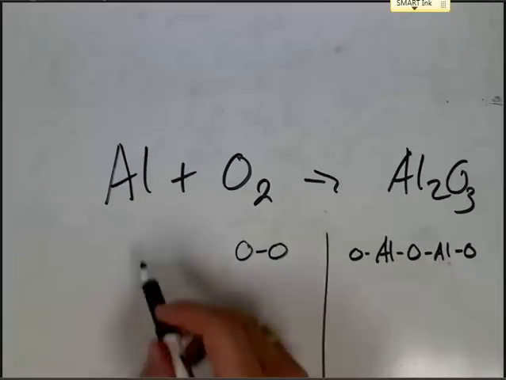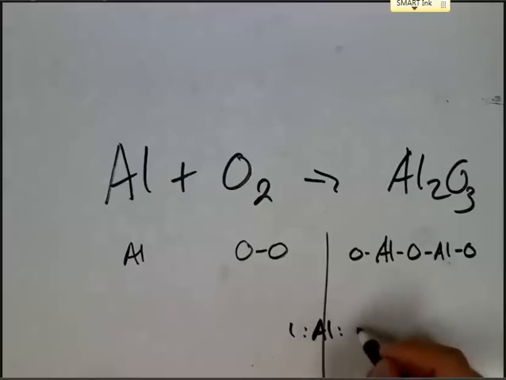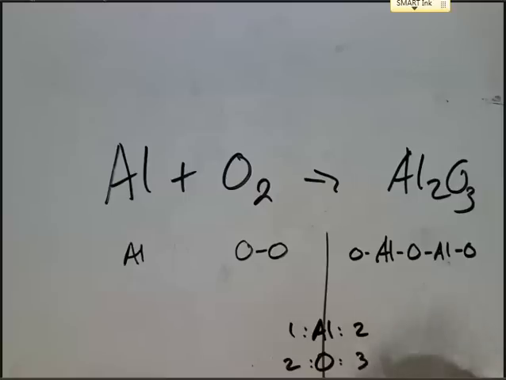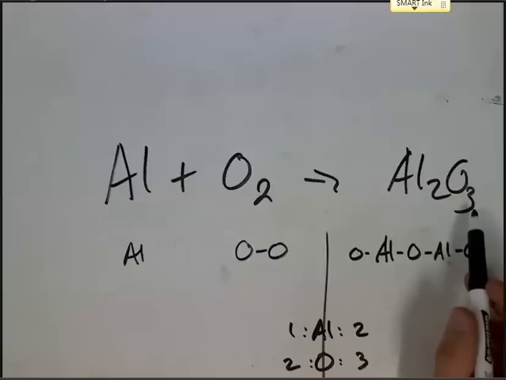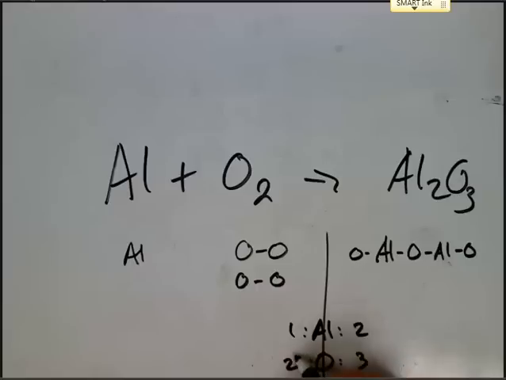Your oxygen here, and your aluminum. So here, aluminum on one side is 1, on the other is 2. O on this side is 2, on this side is 3. Well, let's figure out what we want to fix first. I'd say let's fix our oxygens first. We've got 3 of them over here, we've got 2 of them over here, so very similar to the last one, we can add another oxygen.